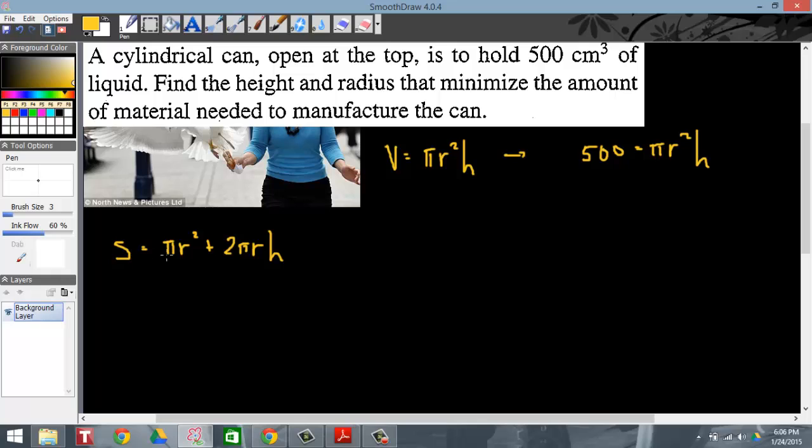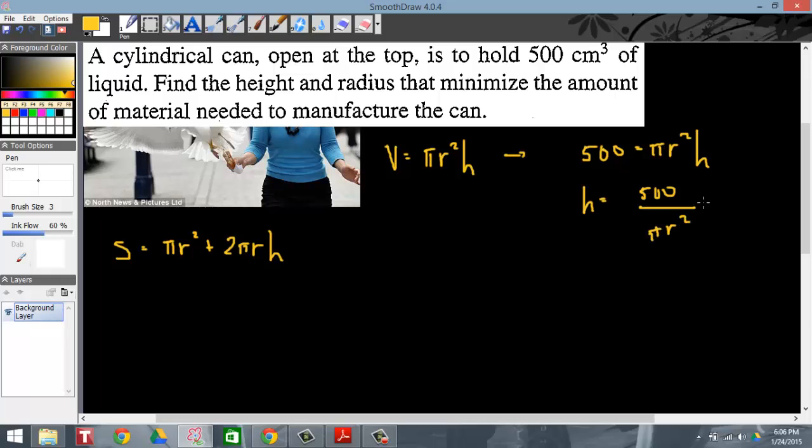So the problem with this is that if I try to derive this formula, I end up with some product rule and multiple variables. We don't want that since we're in single variable calculus. So I'm going to use my volume formula to reposition some things. I'm going to solve everything for r, or at least I'm going to derive everything for r, so I need to solve everything for h here. So hopefully it makes sense that h is equal to 500 over pi r squared.